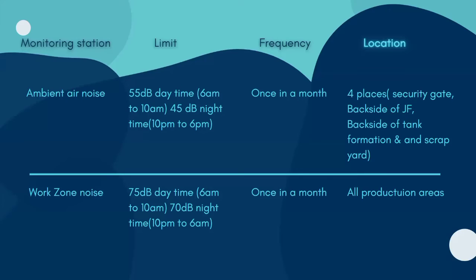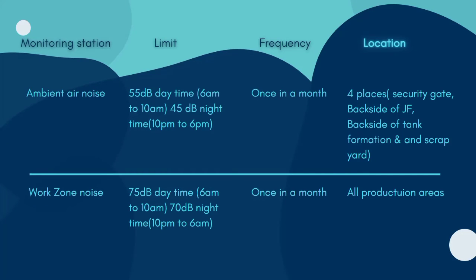The data of monitoring noise is presented here. This table shows two monitoring stations. One is ambient air noise and another one is work zone noise. Ambient air noise is located at the security gate, backside of jar formation, backside of tank formation, and scrapyard. This is monitored once in a month, and the limit of noise in daytime is 55 decibels, and from 10 p.m. to 6 a.m., the limit is 45 decibels.